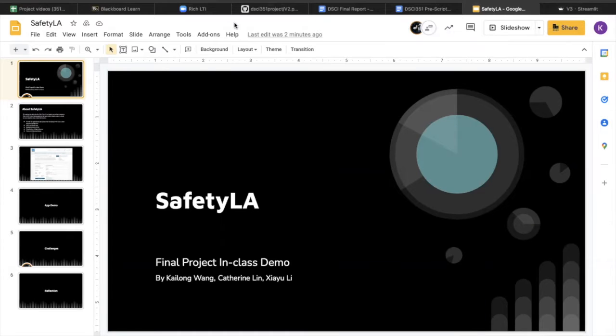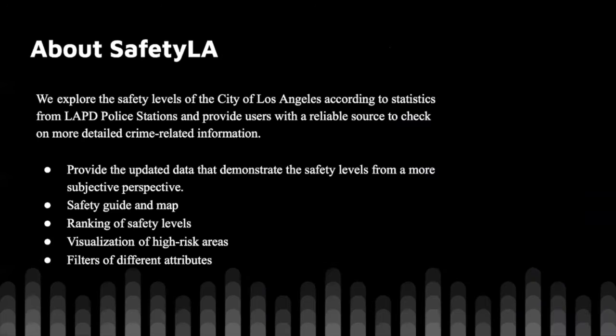Hi everyone, today we are going to present the app Safety LA we developed. Safety LA is an application to help LA visitors avoid hazards and secure their safety. We explore the safety levels of the city of Los Angeles according to the statistics from LAPD police stations and provide users with a reliable source to check on more detailed crime-related information.